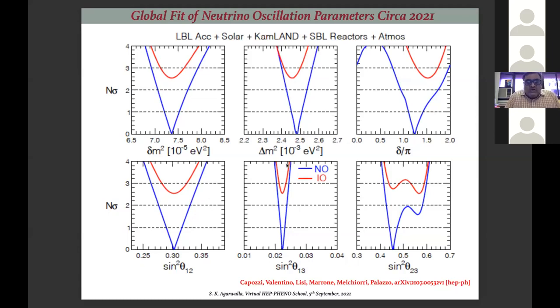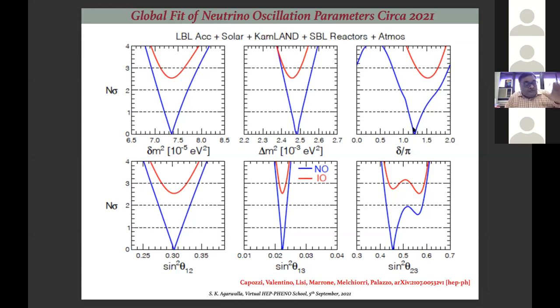That means normal ordering is preferred over inverted ordering with a delta chi-square of around 6.5. By the way, this is sigma, this is not delta chi-square. So this is the hint on this mass ordering issue that I told you. We have roughly more than 2.3 sigma hint that in nature, maybe neutrinos are normally ordered rather than inverted. And you can also see that whatever ordering you take, you have a nice measurement of the atmospheric mass difference. This is the solar mass square difference. This is the atmospheric mass square difference.